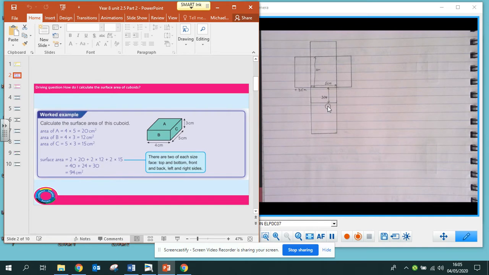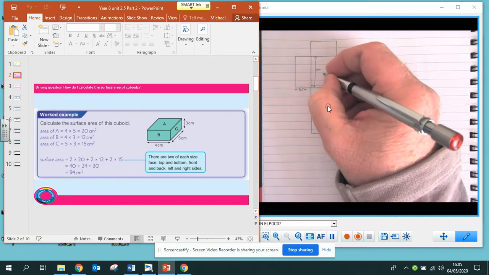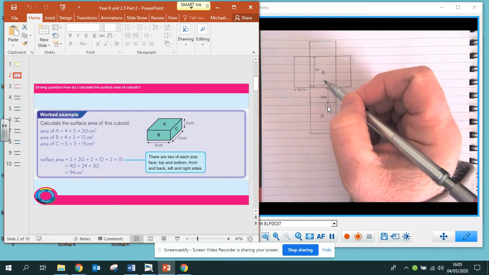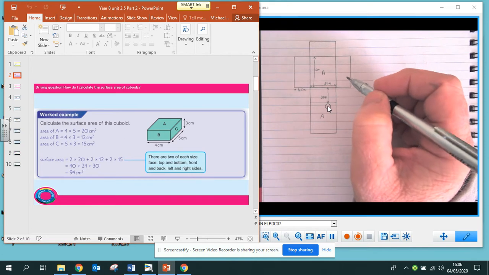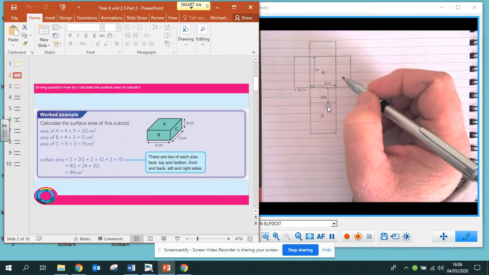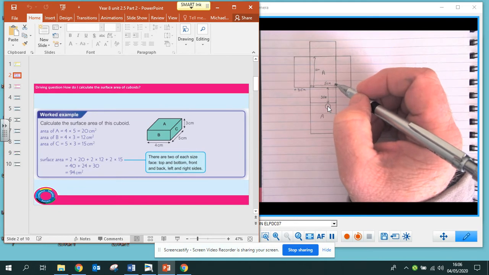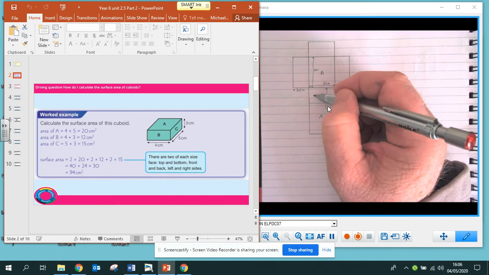The top surface, or A, is this side here and this side here. There are two of them. The front elevation is going to be... I'm going to do my own. The front elevation I'm going to call this side.